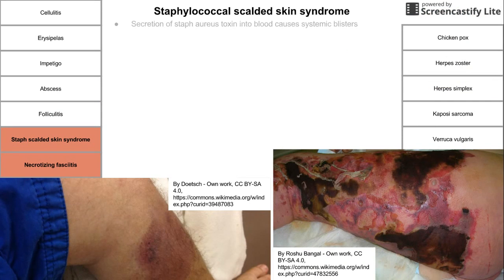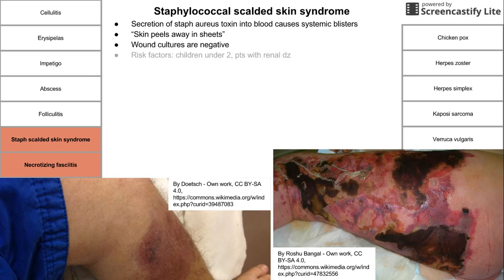Next is staphylococcal scalded skin syndrome. This is when you have a secretion of Staph aureus toxin into the bloodstream that causes systemic blisters. The skin peels away in sheets in SSSS. The wound cultures here are negative. It's important to note that it's caused by the Staph aureus toxin, not the actual bacteria. Risk factors are children under 2 years old and patients with renal disease.